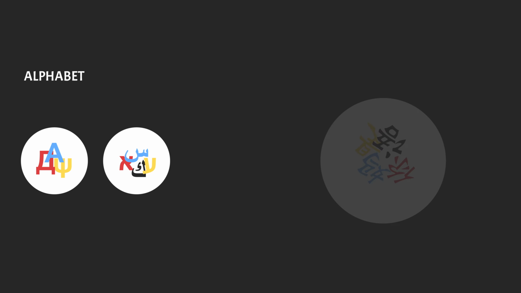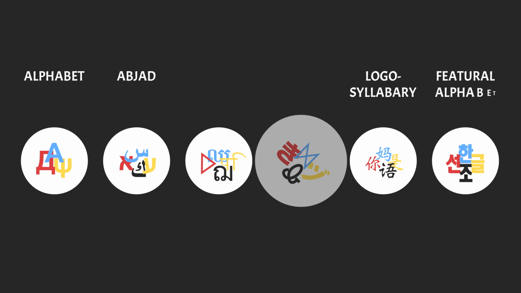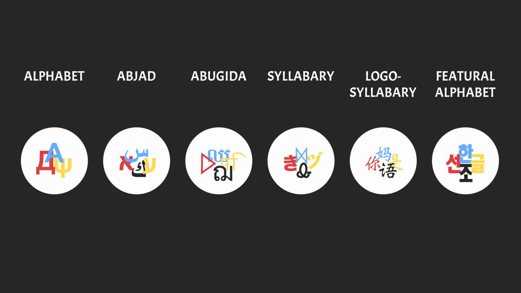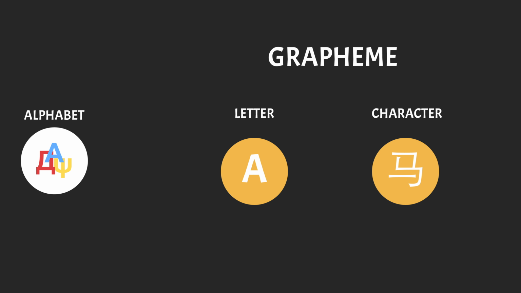We can categorize writing systems into 6 main categories. Our first is one that English speakers are most familiar with: alphabets. In an alphabet system, each grapheme or letter represents either a vowel or a consonant. When talking about writing systems, we use the word grapheme to talk about the smallest functional unit of writing in a language. In English, a grapheme is a letter, but in Chinese, a grapheme is a character.